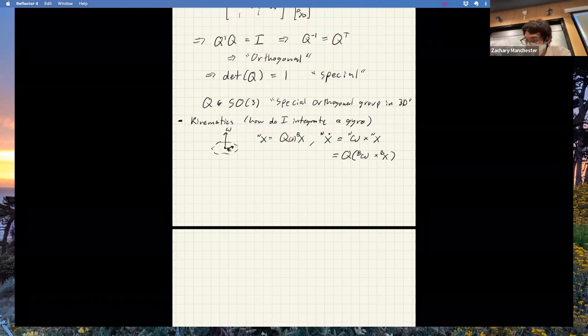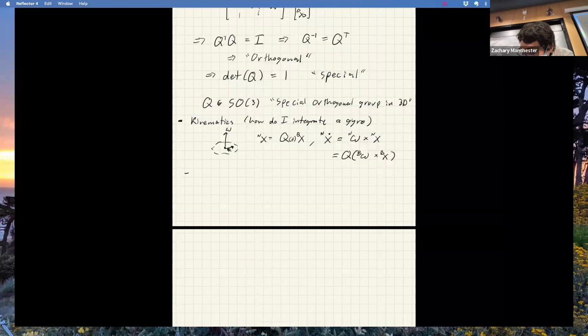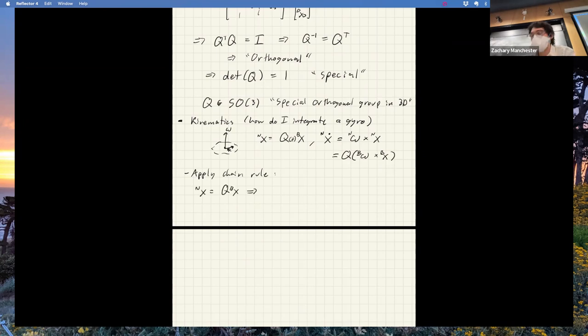We're going to need one more little thing. So now what I'm going to do is apply the chain rule. If I take the original definition, x in the n frame equals Q times x in the b frame, and I differentiate the whole thing, I will get x dot in the n frame equals Q dot times x in the b frame plus Q times x dot in the b frame. And we said by definition from our setup that x dot in the b frame is zero, right? So we're going to get rid of that.